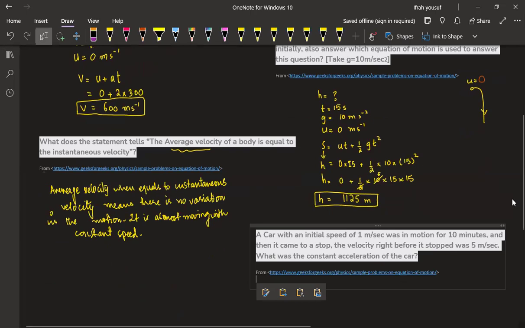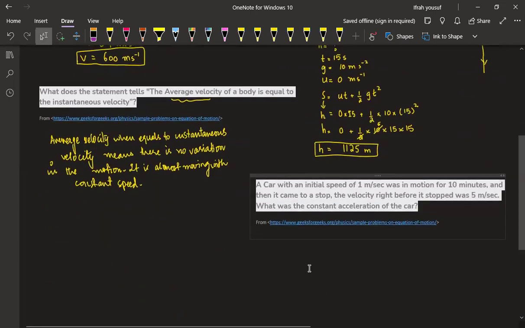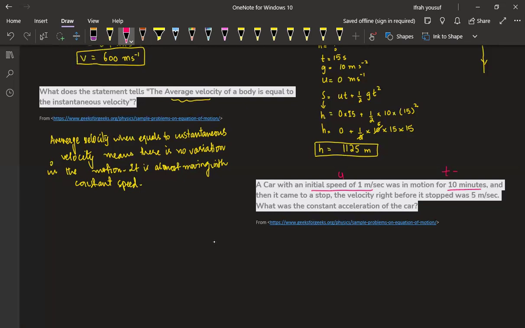All right, see this one. A car with an initial speed of 1 meter per second was in motion for 10 minutes, right? With an initial speed. So the initial speed is discussed here, and it was in motion for 10 minutes. So the time is given. We have to convert it into seconds, right? And then it came to a stop.